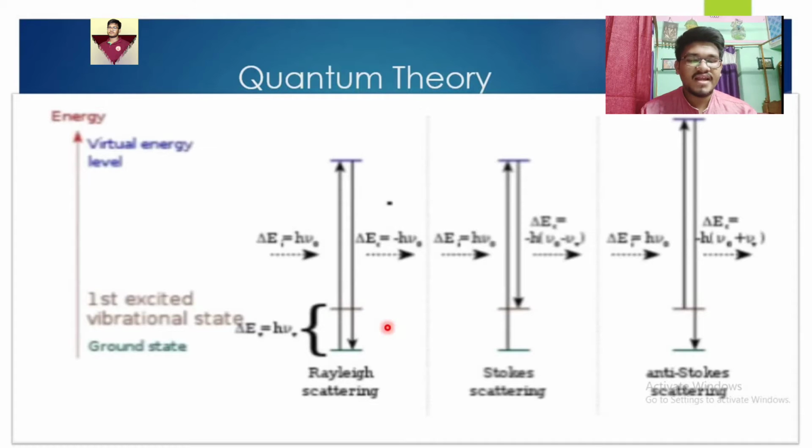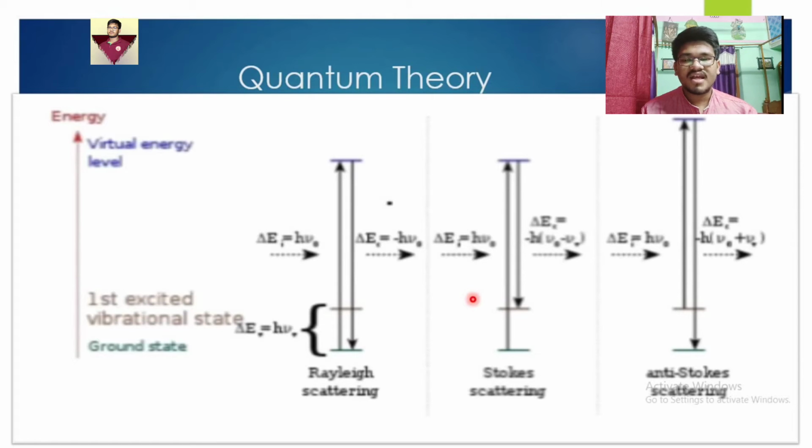So h nu energy of light is falling on a molecule, and the molecules have some vibrational level in it. So it has ground state, it has first excited vibrational state, second, third, and so on. So the molecule will be excited from the ground state, they will go to some virtual energy level, and they will also decay to the ground state itself. So whatever the energy is coming, that will also be emitted in the form of photon. So there is no change in frequency or no change in energy for the incoming light. So this scattering is called the Rayleigh scattering, in which basically there is no change in energy.